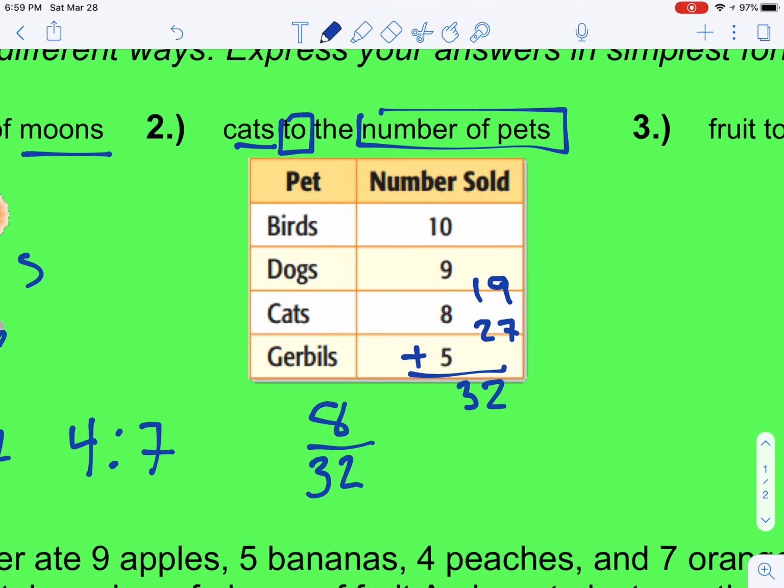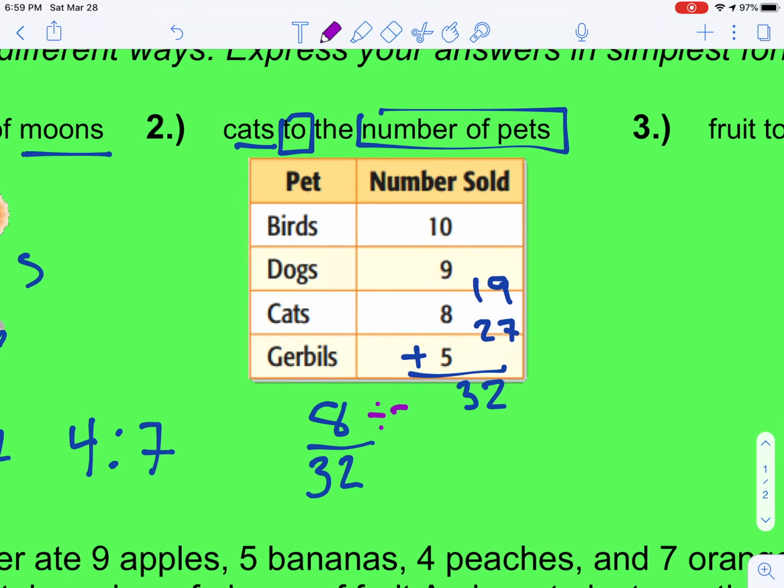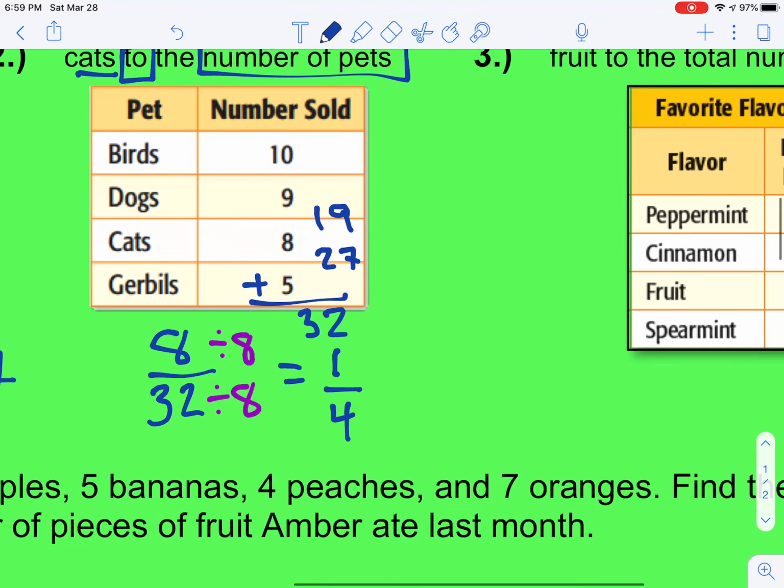Now before I move on, I want to check to see if that can be simplified. 8 and 32 can both be divided by 8. So I'm going to rewrite my ratio, 1 to 4, and then write it my other 2 ways. 1 to 4 and 1 to 4. So our ratio of cats to total number of pets is 1 to 4.